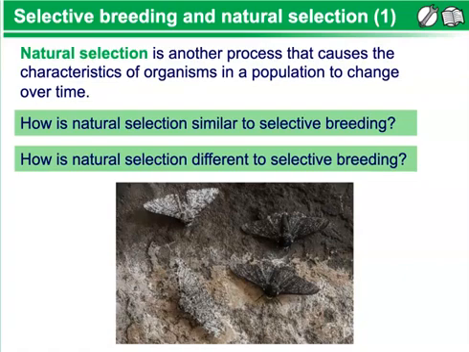Over time, as pollution decreased, the tree bark returned to their normal color. This resulted in a decrease in the black peppered moths and an increase in the white peppered moths in the population.